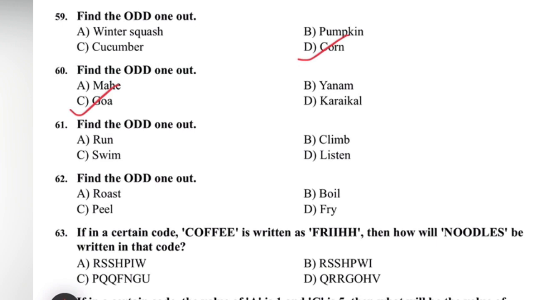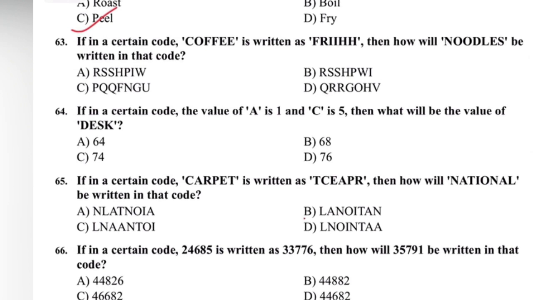Coming to the other question, 61. Find the odd one out. Here it's also option D that is the correct answer. Coming to the 62nd question. Finding the odd one out. Answer is option C, peel. Coming to the next question.